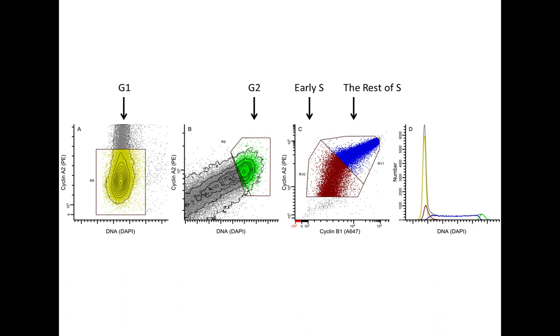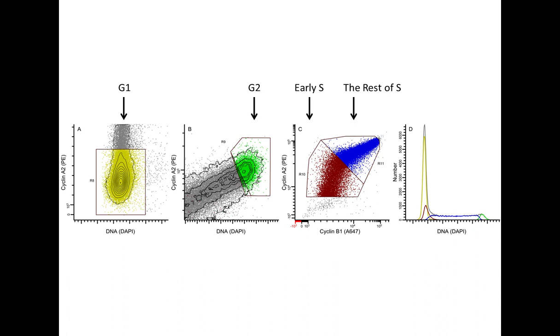Because there is shape to the cyclin A2 versus DNA S phase component, it can be broken into early S, S1, and the remainder of S, S2. The plot on the far right shows the DNA distribution color-coded for G1, S1, S2, and G2.